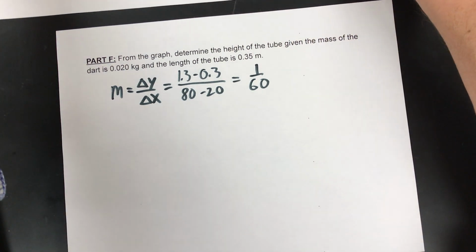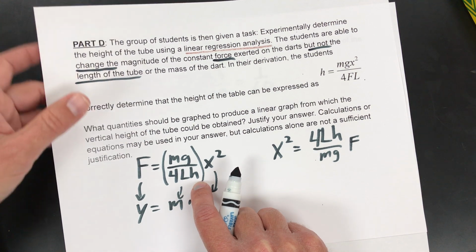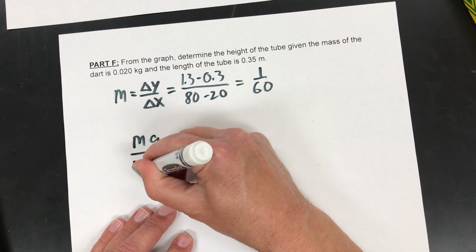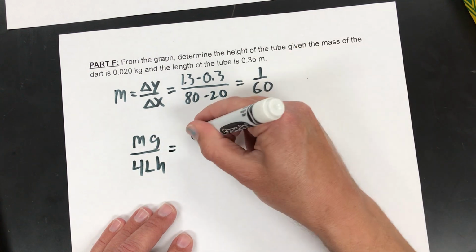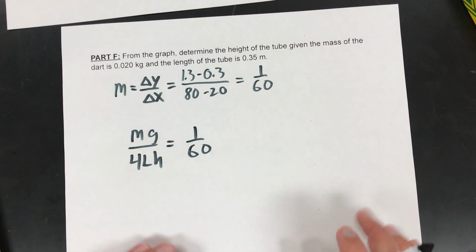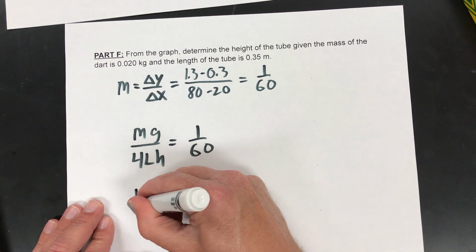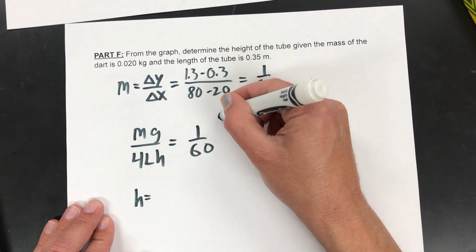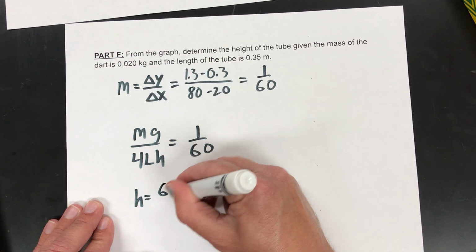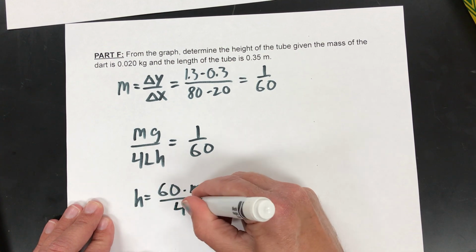So now, let's bring this back here again. This is my slope, mg over 4LH. So let me write that down. mg over 4LH is equal to this slope right here, 1 over 60. This m is mass, by the way. So now I'm going to have to solve for the height. So I'll just rearrange this. Height will equal then, I'll multiply this over here, and I'll multiply 1/60th over there. So we get 60 times mass times gravity over 4L.